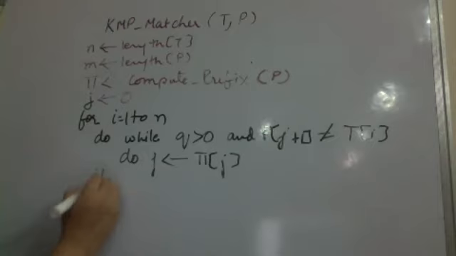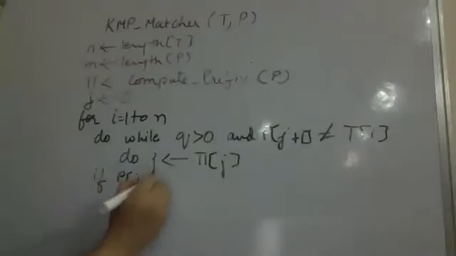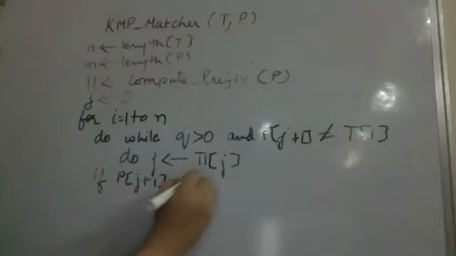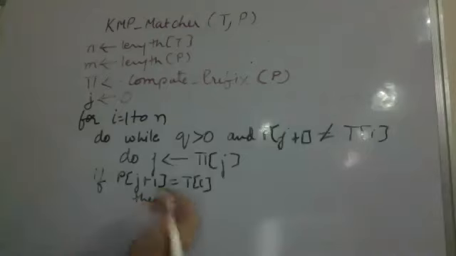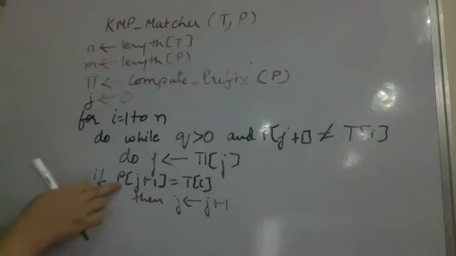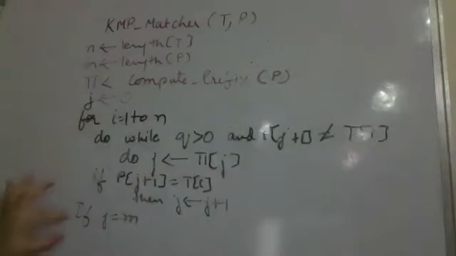Again I do the same thing. I am checking if pattern of J plus 1 is equal to text of I, then increment J to be J plus 1, because I will be incremented in the loop. If they are the same, both values have to be incremented. Now again check if J is equal to M. This is what is happening within the loop. I have come out of the loop.